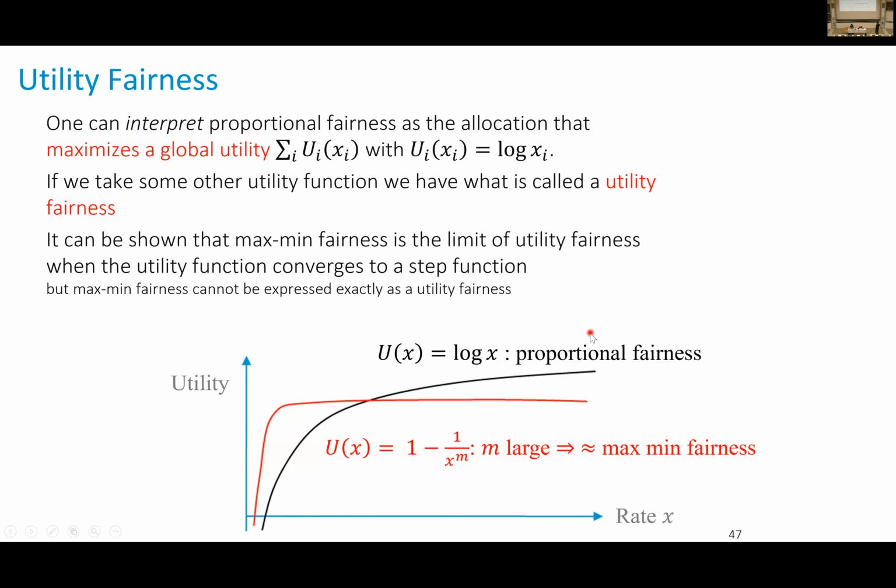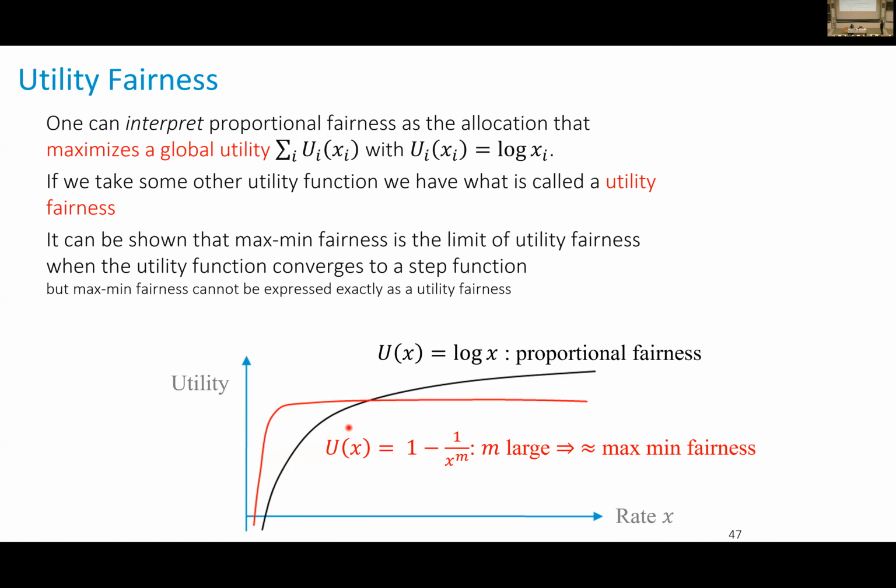Now let's talk about proportional fairness and max-min fairness. The bad news is that max-min fairness cannot be cast as a global utility, because the way it's formulated, you can always find cases where it doesn't correspond to utility maximization, but almost. There is a result that says that if m is very large, and we consider a utility function like this one, 1 minus 1 over x to the power m, then that gives something that's almost flat for large values, goes to minus infinity at 0, and increases very steeply here. It's almost like a minus Dirac at 0 and a constant after that.